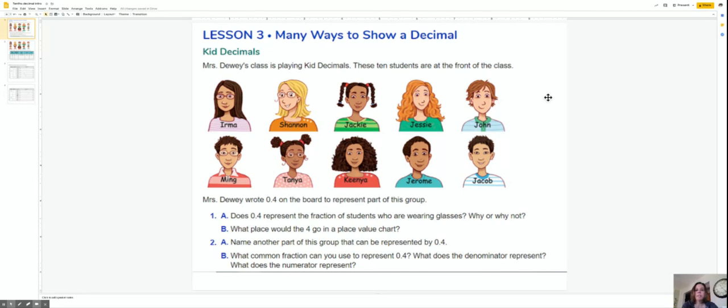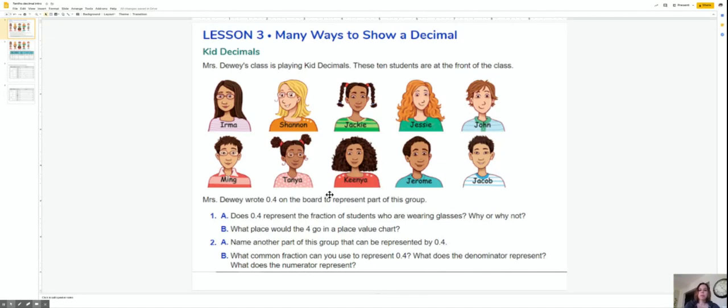This is Mrs. Dewey's class, and there are 10 students in the class. Decimals and fractions, as you learned in that video, are very closely related, and we actually say them the same way. But when we have a common fraction, we have the number on top and a denominator on the bottom. When we're dealing with decimals, then we have the decimal point and the number to the right of the decimal point.